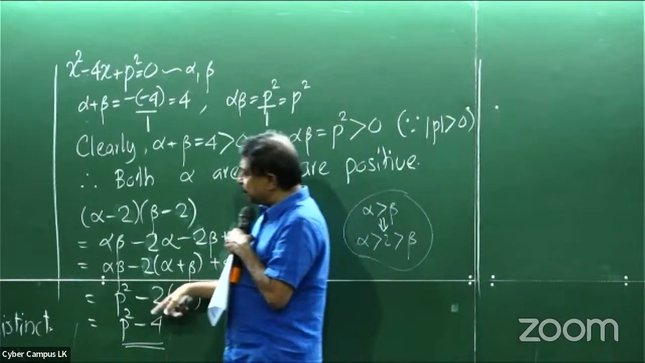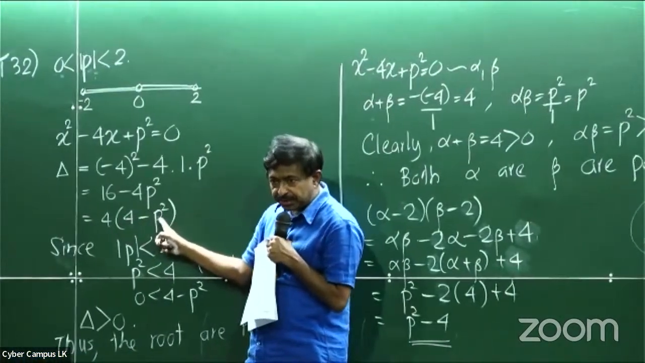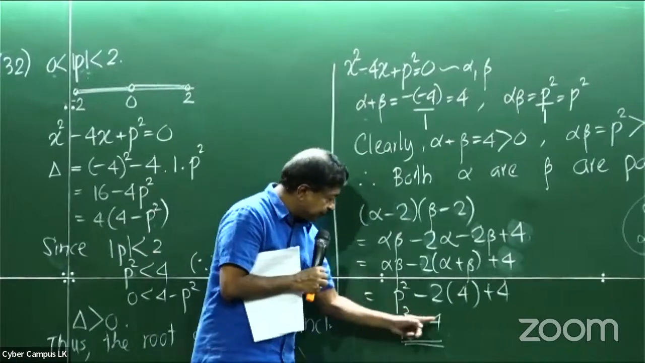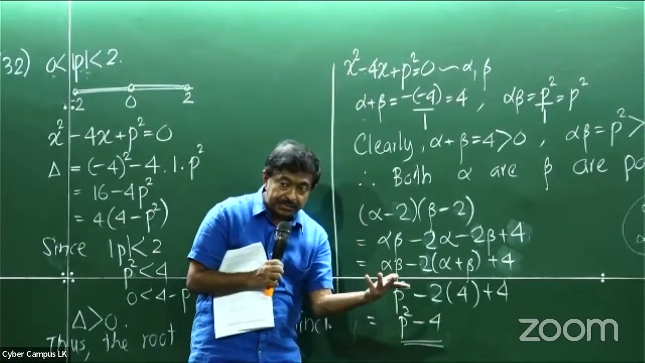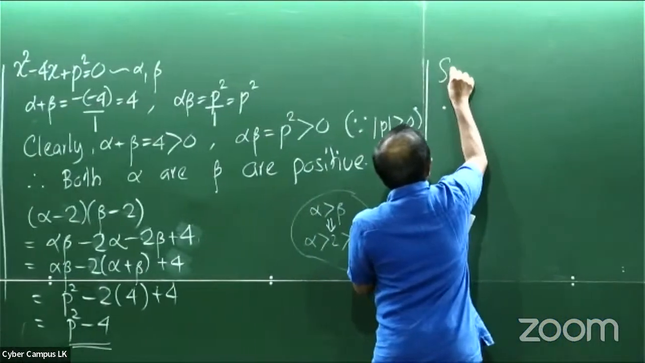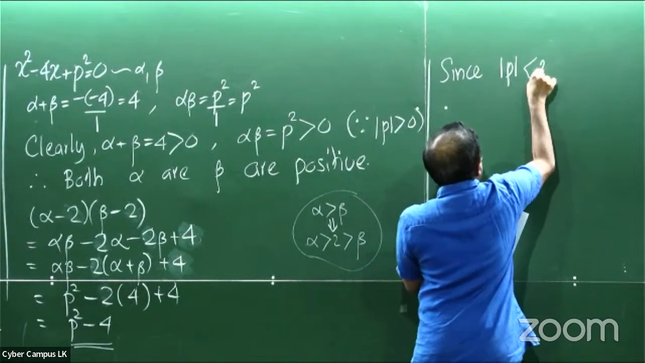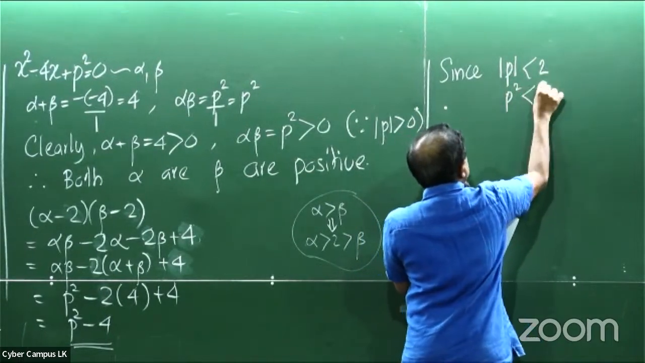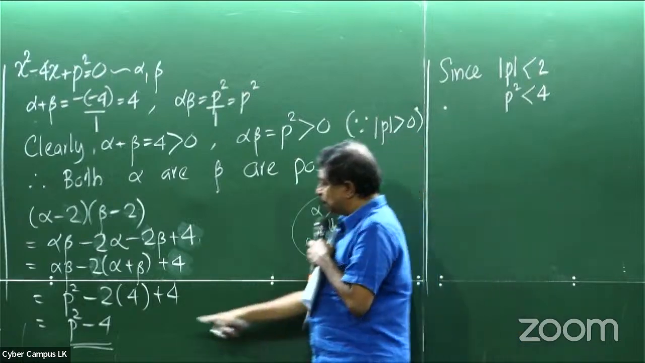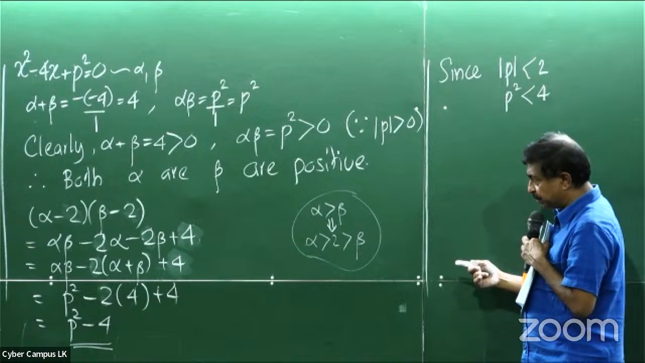Look, earlier we have used the same thing. When 4 minus p squared is greater than 0, that means what about this one? P squared minus 4 is less than 0. If you square both sides, you get this. So p squared minus 4 is less than 0. We need to show that one first.